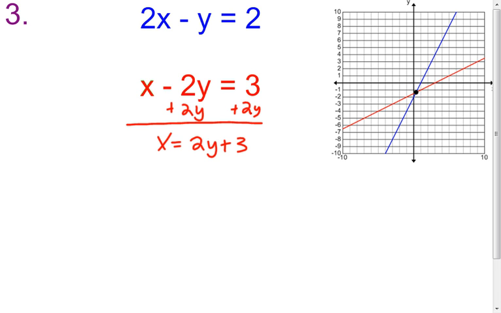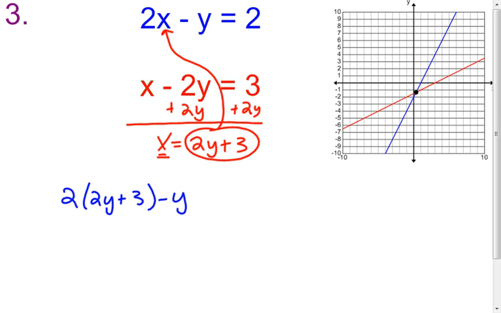Excuse me. Now I've got that equation solved for x, which is good. And so I will circle it, and I will go to the opposite equation. And wherever I see an x, I can replace it with 2y plus 3. So I'll go to the opposite equation. Where I see an x, right there, I can replace that x with 2y plus 3. And so I will have 2 times 2y plus 3 minus y equals 2.